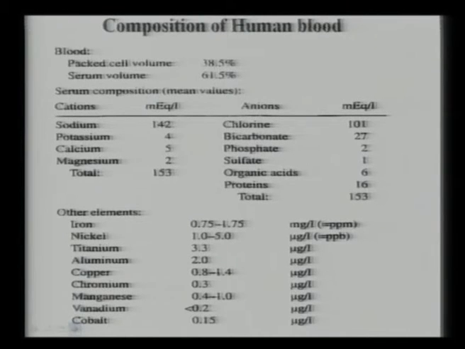Now the composition of human blood. Blood contains different cells as well as different other elements. Different other elements means iron, which is around 0.75 to 1.75 milligram per liter.